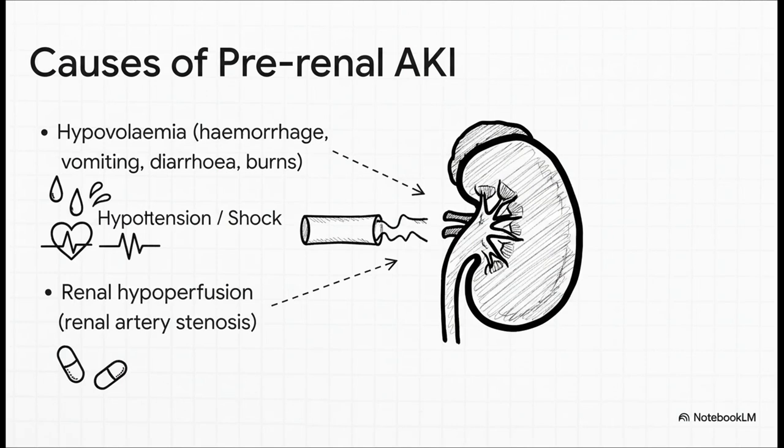Prerenal AKI is by far the most common type you're going to see, making up about 70% of all cases. It's purely a perfusion problem. Not enough blood is getting to the kidneys. This could be from straightforward volume loss, like in a hemorrhage, or what we call effective hypovolemia, like in septic shock. And it's so important to remember that common drugs like NSAIDs and ACE inhibitors can mess with the kidney's ability to protect itself from low blood flow.